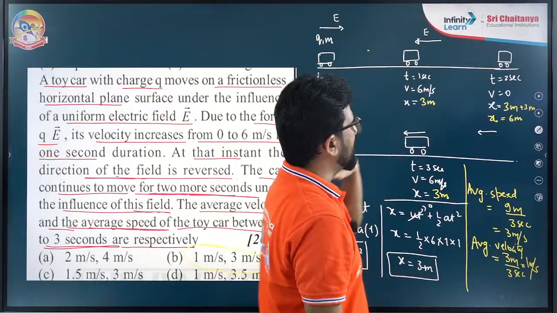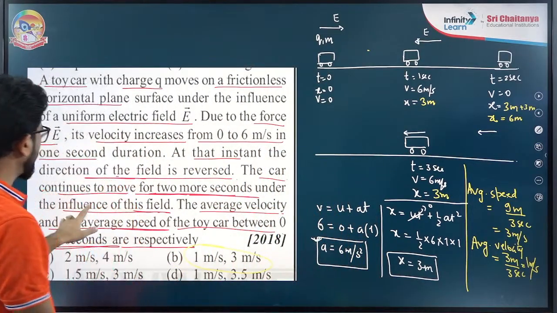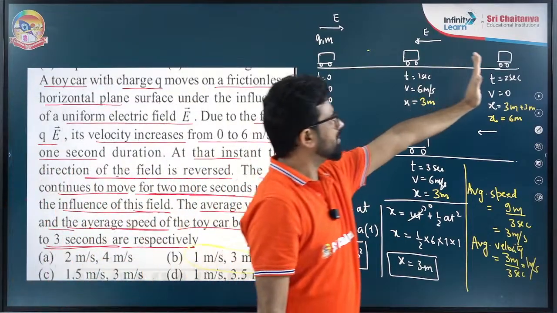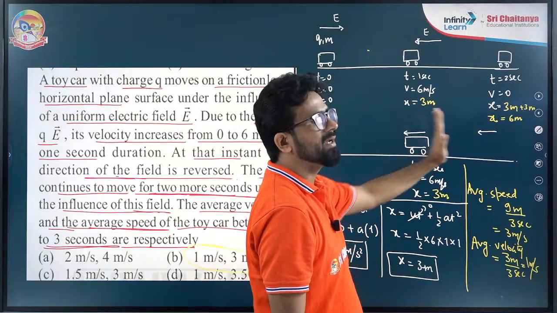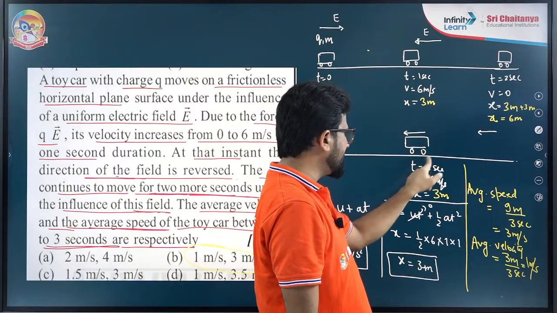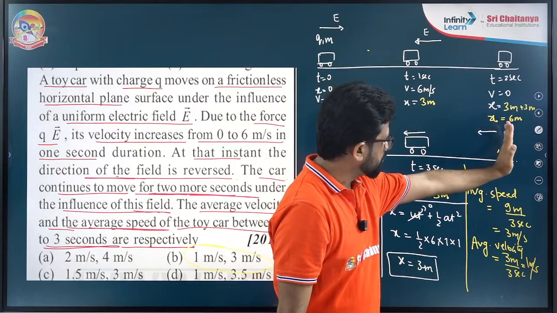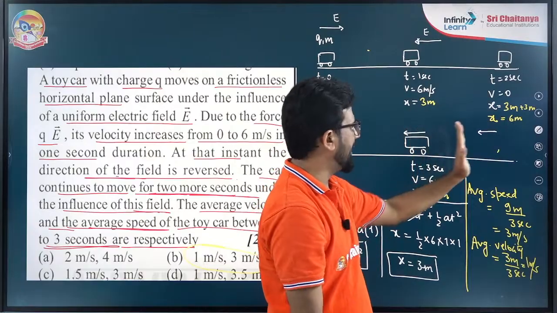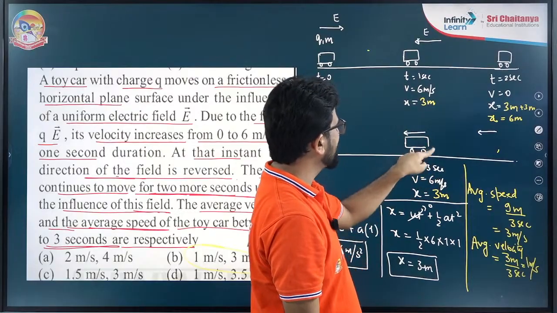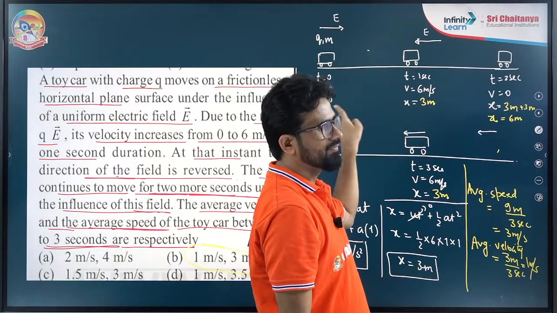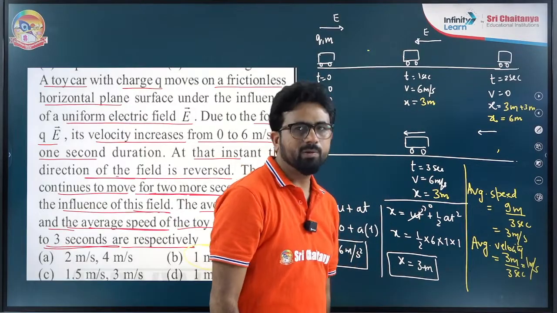Velocity is 0. Now think carefully. One more second you have to move. Now at t equal to 2 second velocity is 0, and it again starts moving in the reverse direction. Now the velocity becomes again 6 meter per second. From 2 second to 3 second, 1 second time, you will again get the same velocity, 6 meter per second. So this time is equal to 3 second.